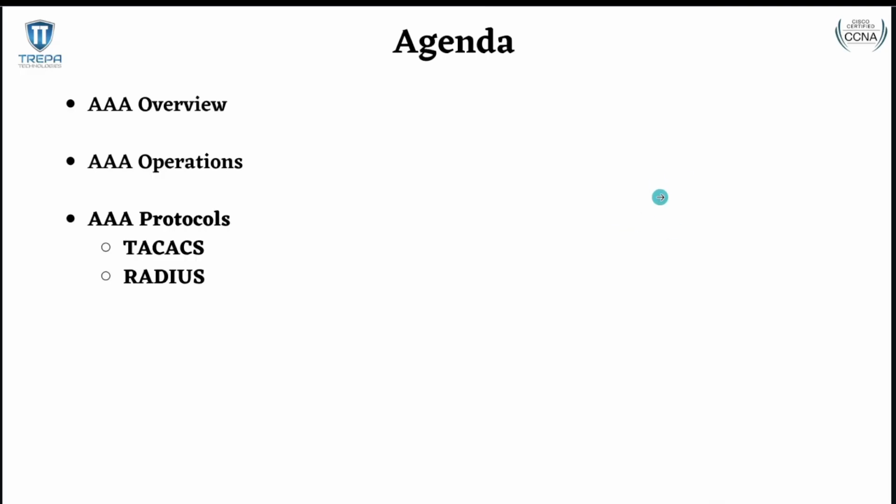So on the agenda is just going to be a AAA overview, going over what it provides at a high level, and then breaking down each of these A's: authentication, authorization, and accounting. Then getting into the operations, how it provides us with something called network access control. And then the two main AAA protocols we're going to talk about are TACACS and RADIUS.